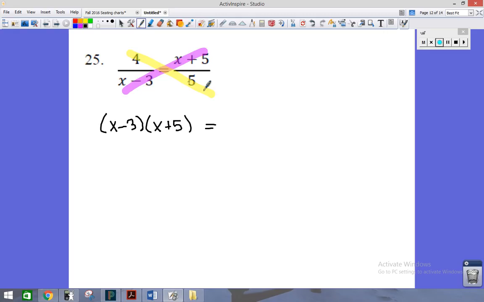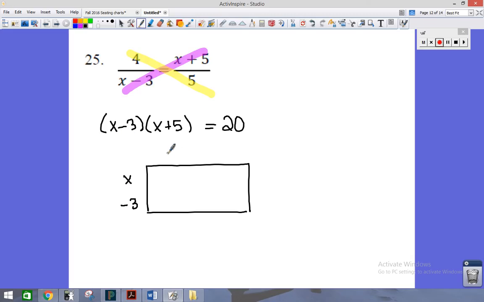And here on the right-hand side, 4 times 5 is 20. So I need to make a table or some organized way to multiply these binomials together. And a table is just a nice organized way to do it. I've got x and a negative 3. I have an x term and a 5 term. So now inside my table, I just multiply the outside entries. So you've done this before.